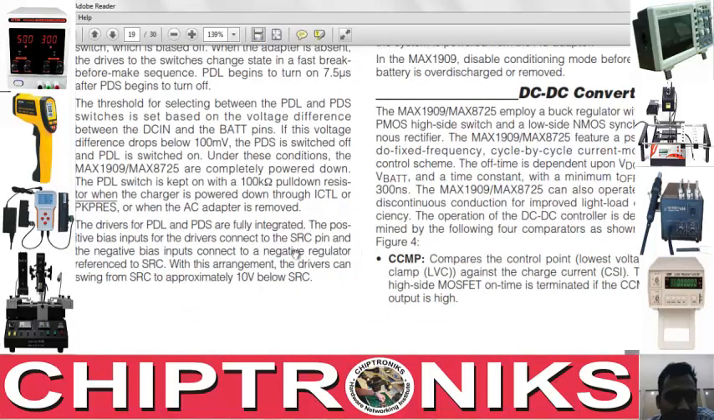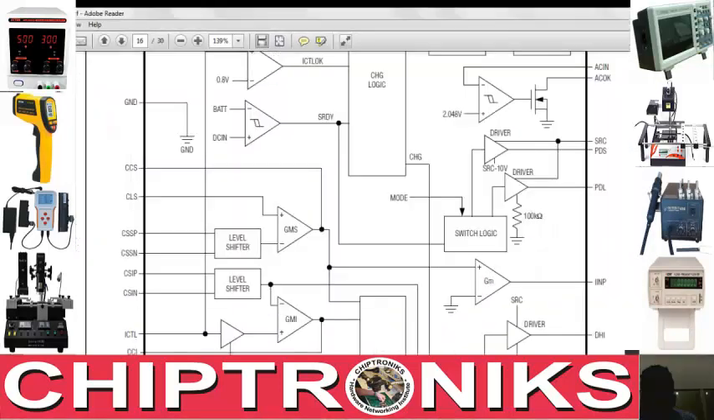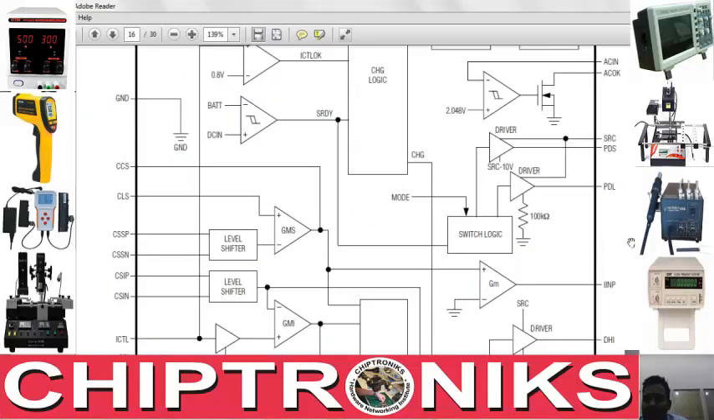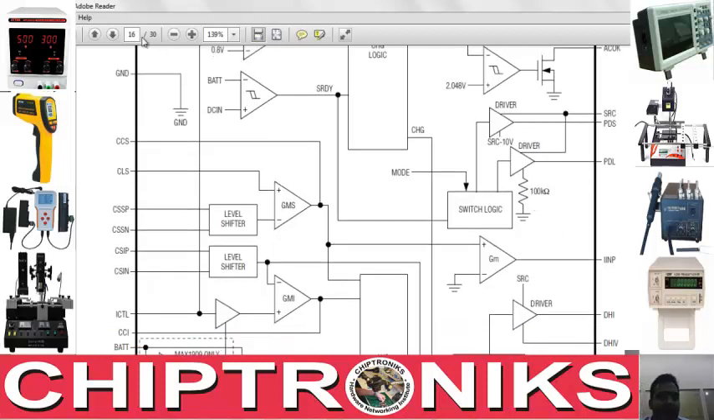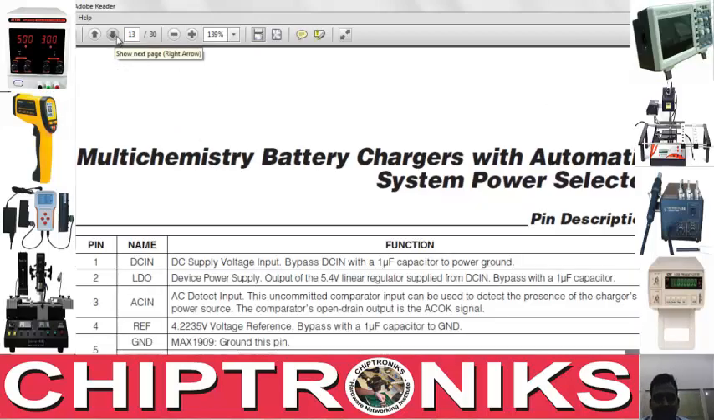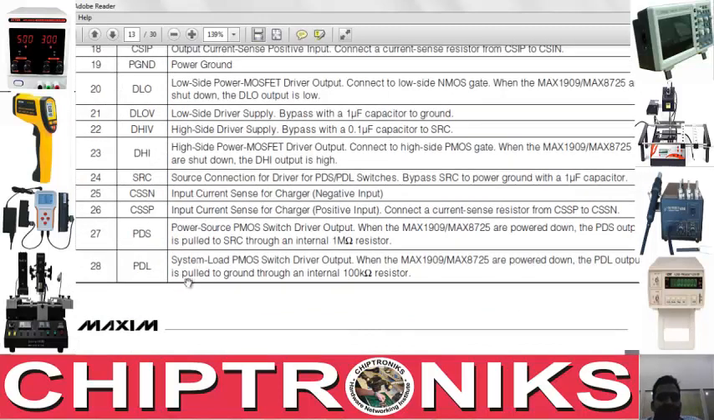or you can see over here the positive bias input for the drivers connects to the SRC pin, and the negative bias connects to this input, the drivers can switch from SRC to approximately 10 volts below. So we'll now get to understand how this PDL and this PDS operate, okay? Let's go to again page number 13, and you see in page number 13 what exactly PDS and PDL is.